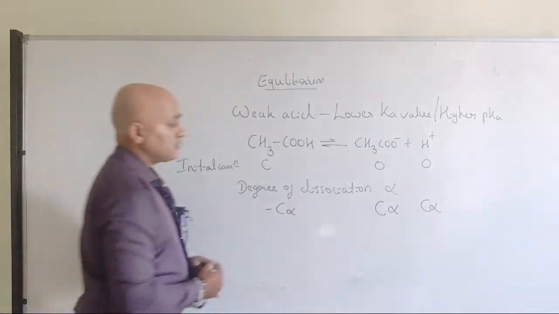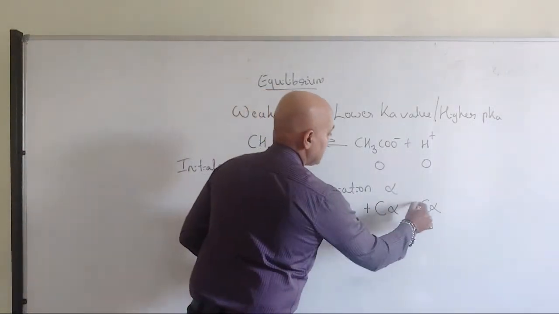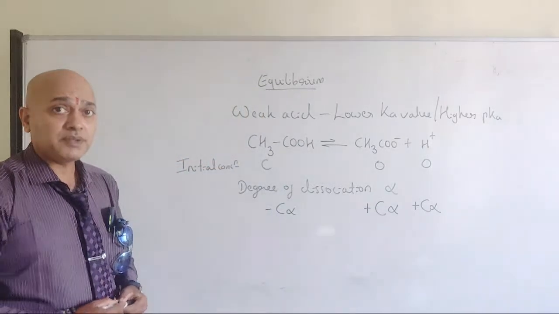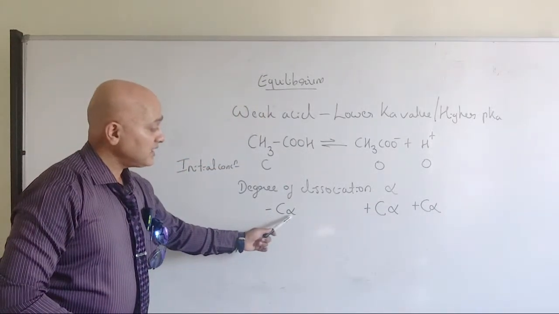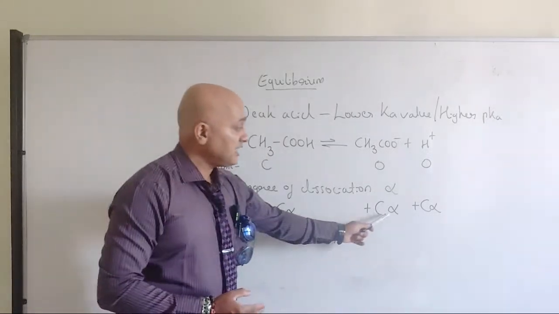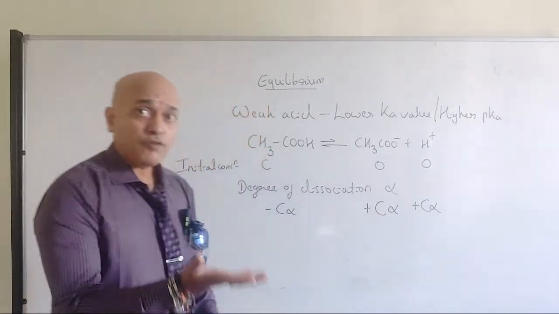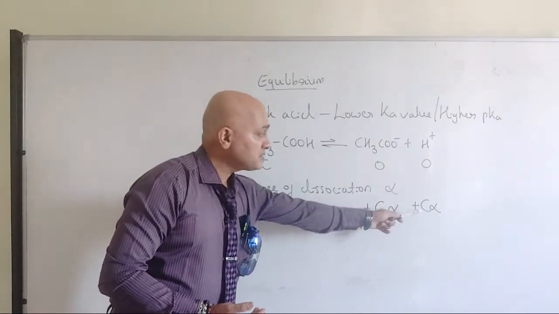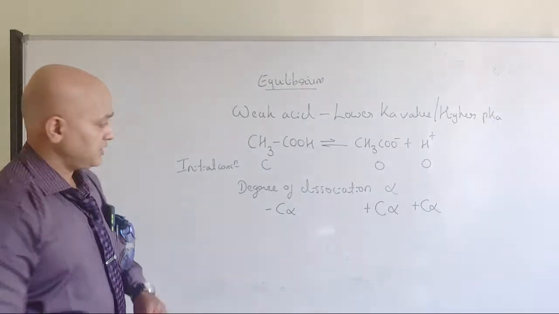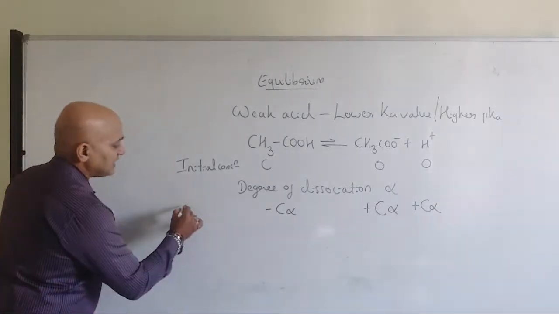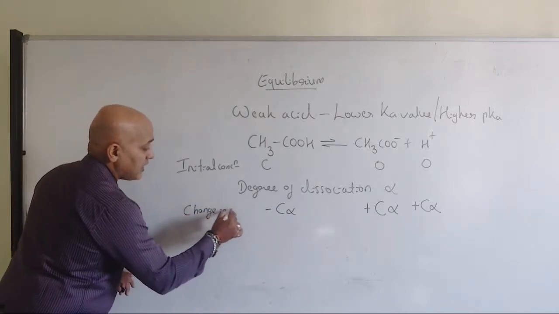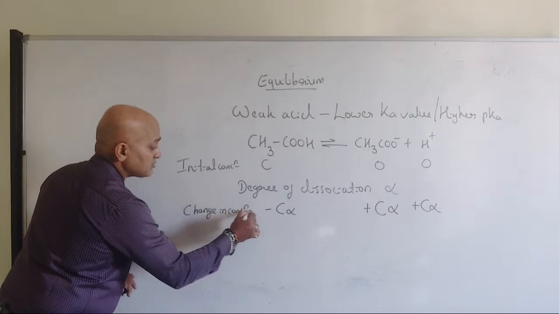Got my point? So what I mean to tell you is, if it is plus C alpha here, it will be minus C alpha here, because that much concentration is getting dissociated or decreased, and that much concentration is getting formed due to the dissociation. What is alpha? Degree of dissociation. That will be the change in concentration after the dissociation.